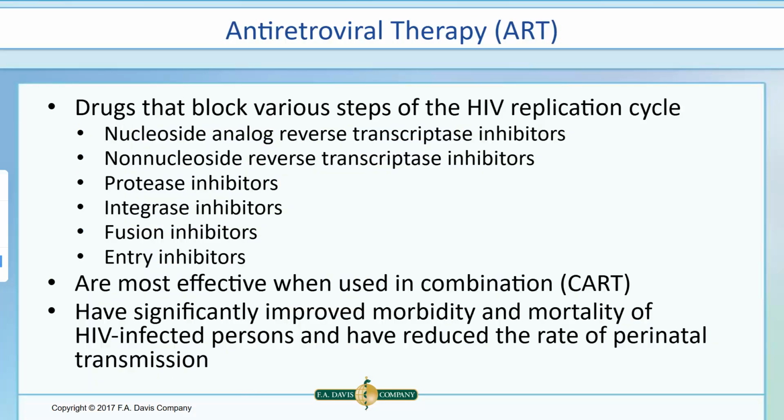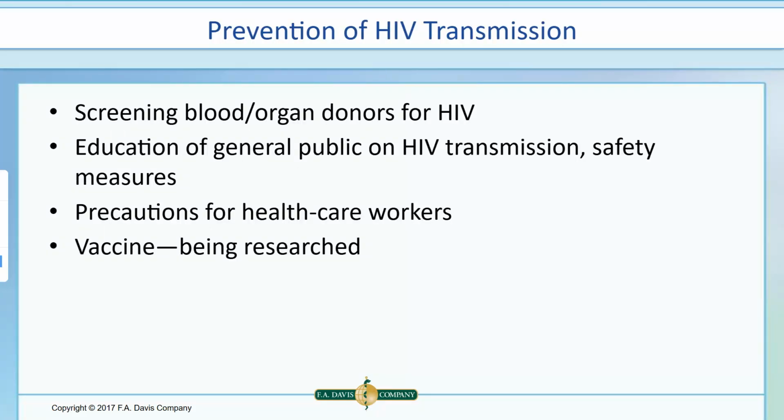There's antiretroviral therapy, drugs that block the steps of the HIV replication cycle, and they're most effective when used in combination. They have significantly improved morbidity and mortality of HIV-infected people and have reduced the rate of perinatal transmission. Prevention: screening blood and organ donors for HIV, education of the general public, precautions for healthcare workers, and a vaccine is currently being researched.